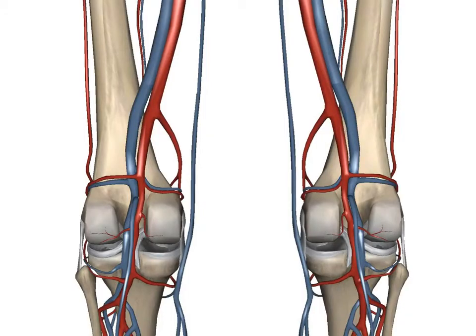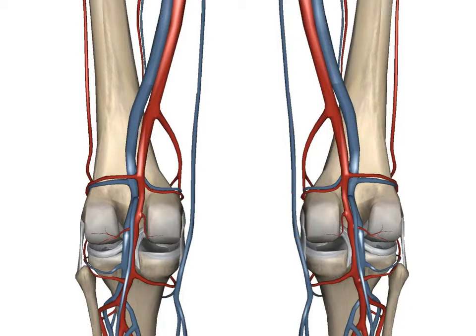Here again we can see the popliteal artery with the popliteal vein there as well. Now what we've got here are the superior lateral and superior medial genicular arteries, with the inferior lateral and inferior medial genicular arteries there as well. The great saphenous vein can also be seen here, medial to the knee joint on both sides.